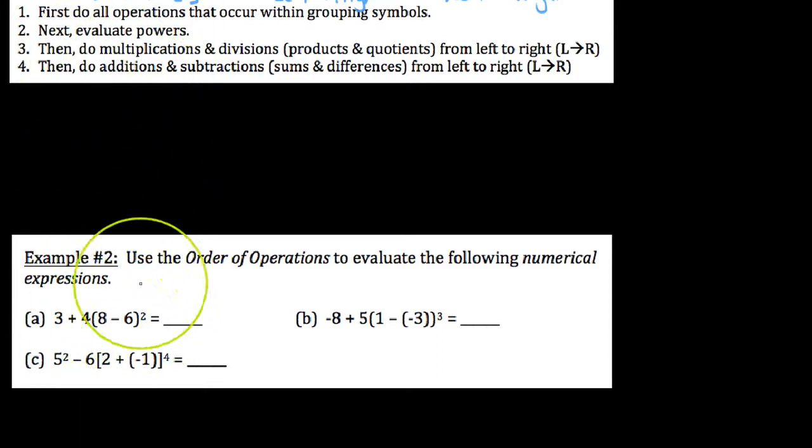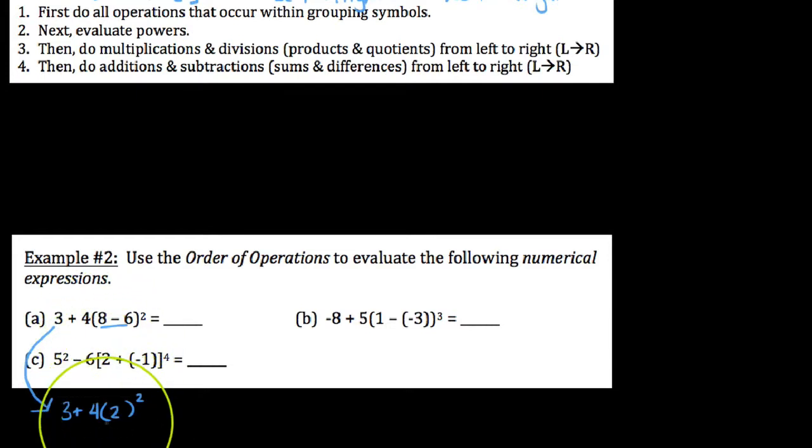Well, the first thing we want to do is look for any grouping symbols. And of course we have our parentheses here. So we need to do what's inside them first. So my suggestion is this: when you do order of operations, the best thing you could do for yourself is just rewrite the expression a lot of times. So this would become like 3 plus 4 times, we're going to do what was inside the parentheses first and just rewrite this as something squared, which of course a minus 6 would then be 2.